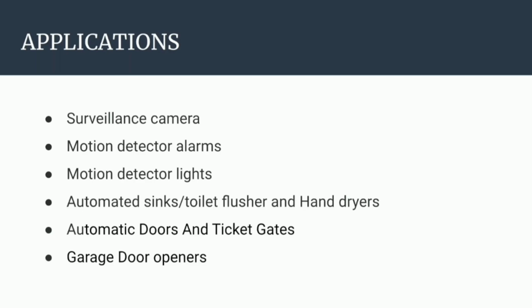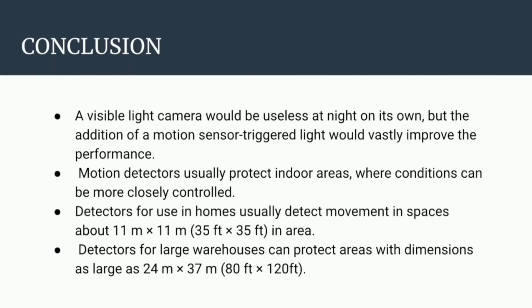Coming to automatic doors and ticket gates, these gates work when a person reaches the field of a sensor. The door will automatically open and close again once the person is out of the sensor's reach. It is also used in garage door openers. To conclude, there are strengths and weaknesses to all these motion detection solutions, and their effectiveness will be determined by the situations in which they are used, and the additional components that they are used with.